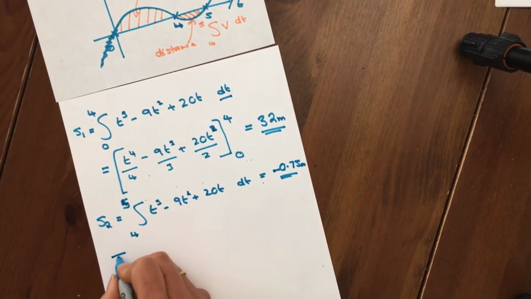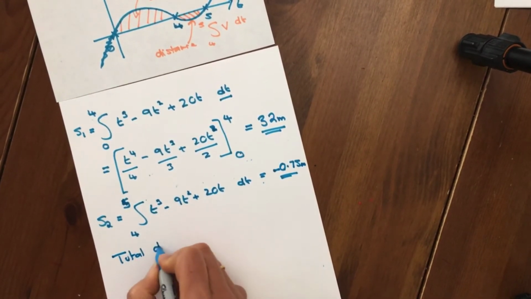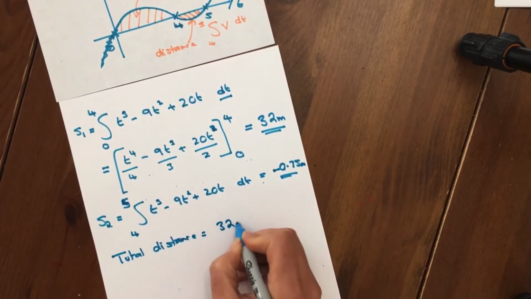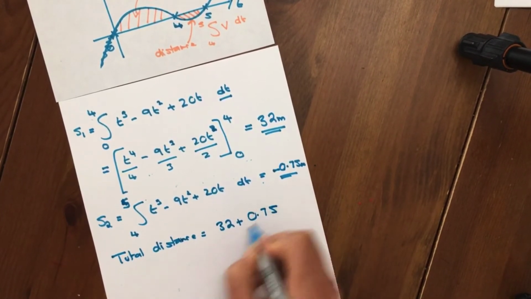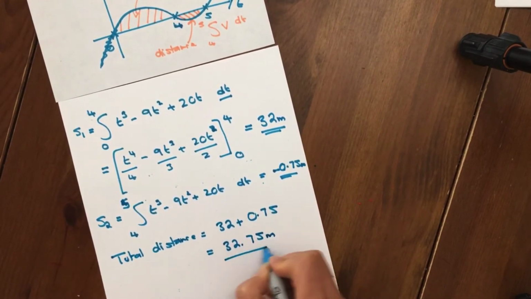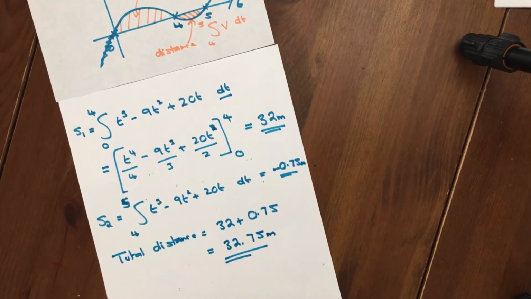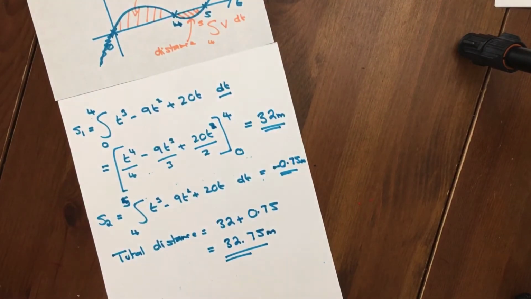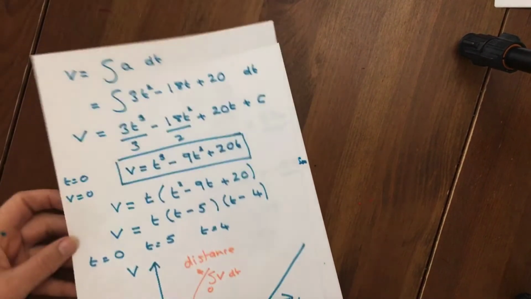So the total distance travelled, I need to add the modulus of both my previous answers. So I need to add 32 and 0.75 to get my answer for the total distance travelled. And that's the end of that question. So why that was a challenge is because you had this positive and this negative distance here. Okay, well done. Let's now look at challenge 2.